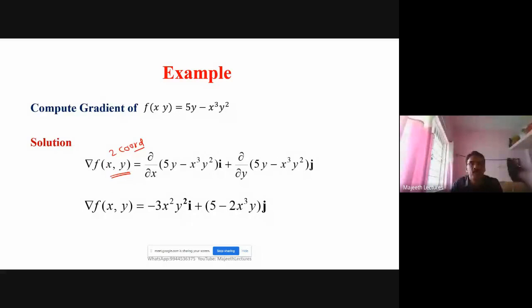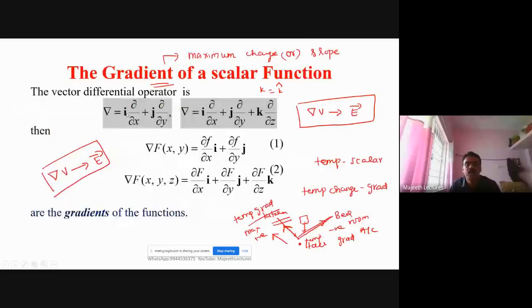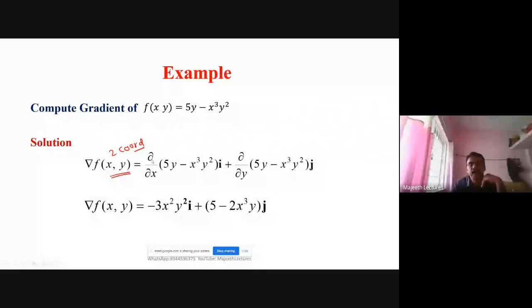So del f(x,y) is equal to, I told what the formula is. Here you see, del f(x,y) is equal to dou f by dou x i plus dou f by dou y j. So here dou by dou x of f times i, dou by dou y of f times j. So if you take the partial differentiation, 5y if you differentiate with respect to x will become 0, and differentiating minus x cube y squared gives minus 3x squared y squared i. Then you differentiate with respect to y: 5y will become 5, and x cube y squared will become 2y, so minus 2x cube y j.